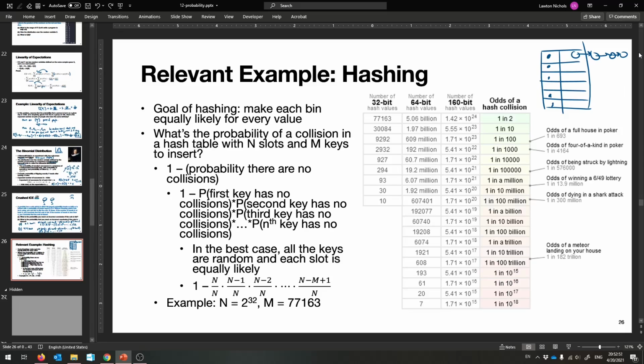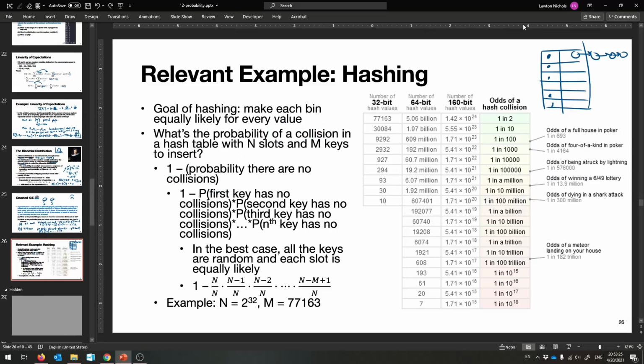So really, for hashing, we would like to make each bin equally likely for every value. If that's done, then our odds are as small as they can be. But let's see what they are still, okay? What's the probability that you see a collision in a hash table with n slots for keys and m keys to insert? Well, this is the birthday paradox all over again. You just do the opposite. It's easier to find that. So it's 1 minus the probability that you see no collisions at all. And that's the probability that you see at least one collision, right?